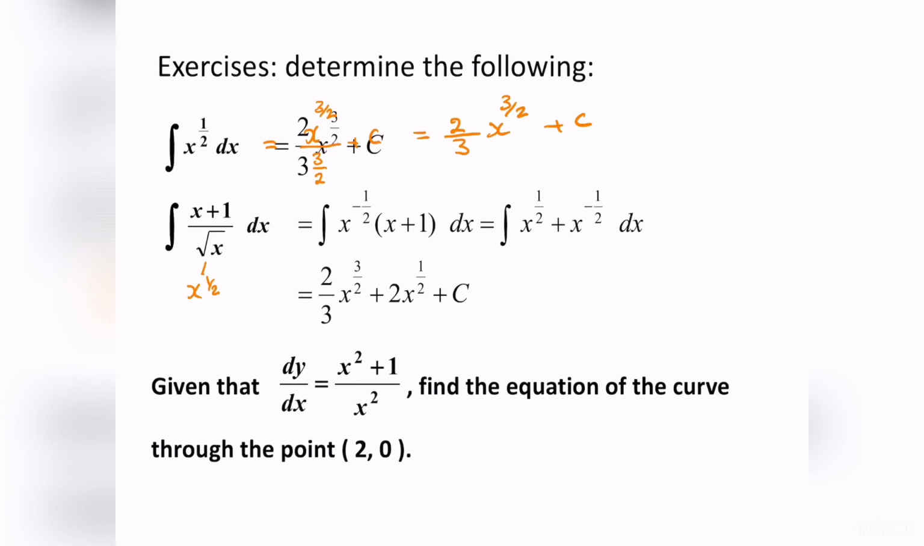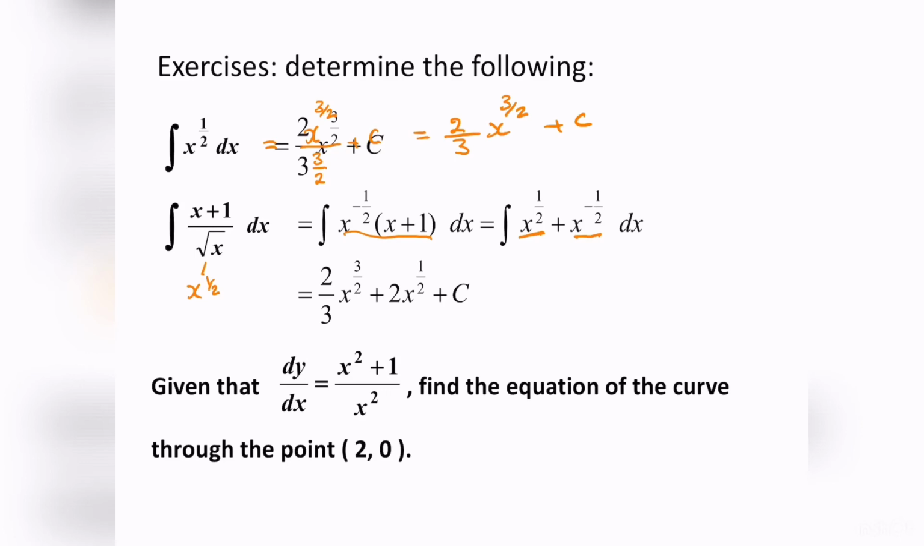Okay, so x to the power minus half multiplied by x plus 1. And then we multiply out the bracket, so this becomes x times x to the power minus half, and we go back to the rules of the power. When we multiply, we add the powers, so 1 minus half is half, so we get x to the power half, plus x to the power minus half times 1, which is x to the power minus half dx.